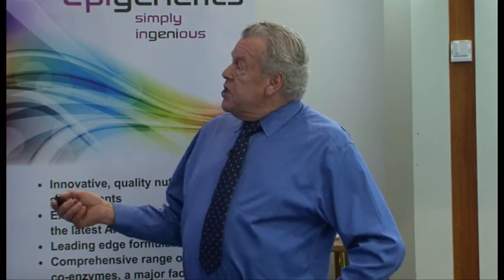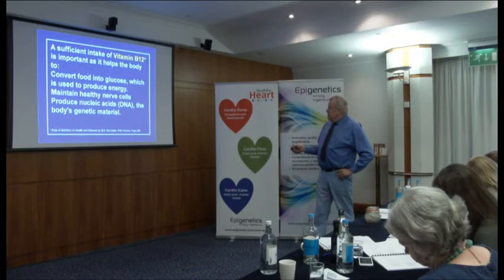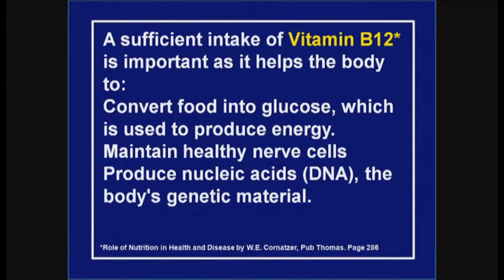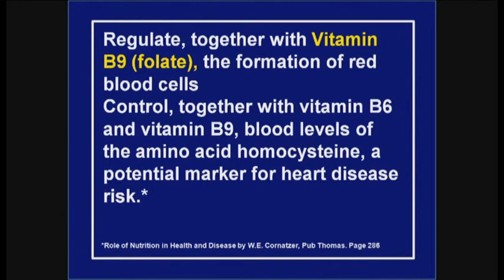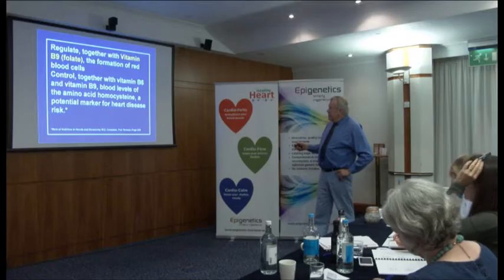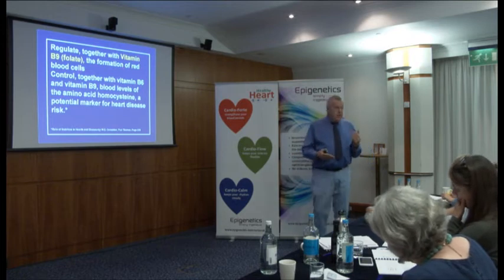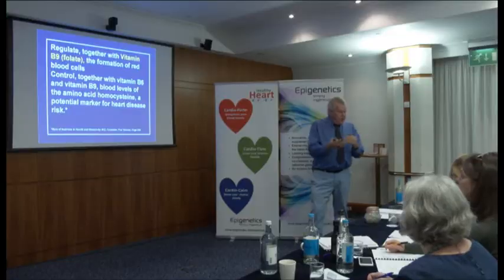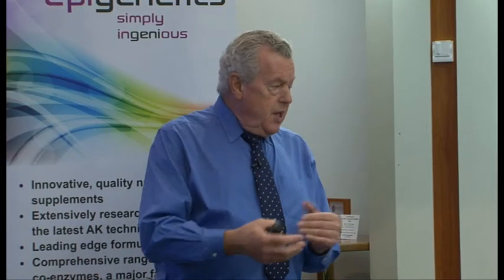For people who don't eat red meat, sufficient intake of B12 is important to help the body convert food into glucose, to maintain healthy nerves, and produce the different nucleic acid DNA building blocks. It's regulated together with folates to form red blood cells. And sometimes you need to look at both because they have a certain overlap, where one can achieve the same as the other in treating anemia.